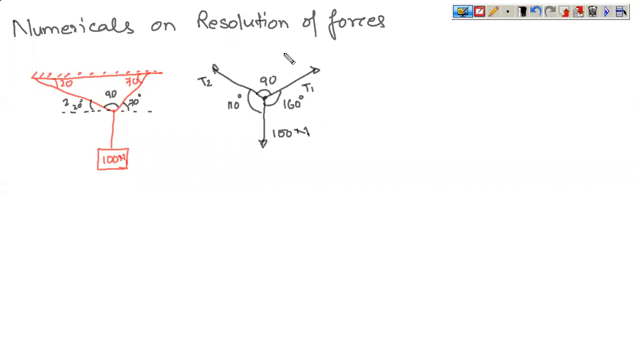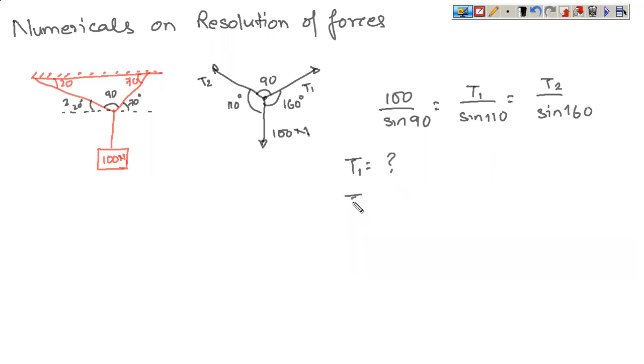So this can be solved using Lami's theorem. If you solve using Lami's theorem, then what do you get? 100 by sine 90 is equal to T1 divided by sine 110 is equal to T2 divided by sine 160. So you can solve and find the value of T1, and you can also find the value of T2.